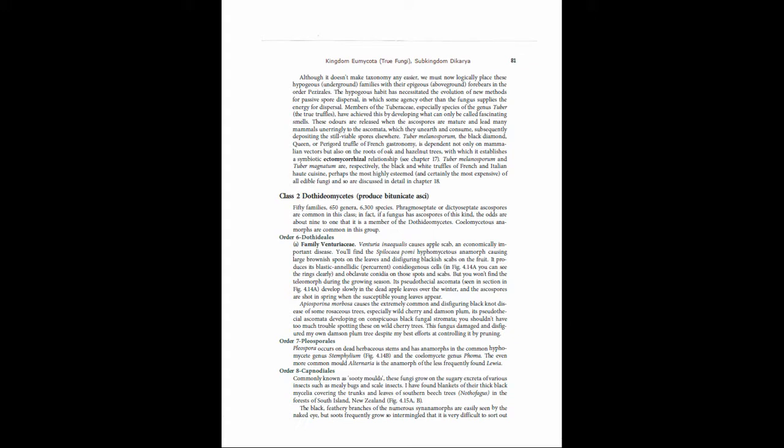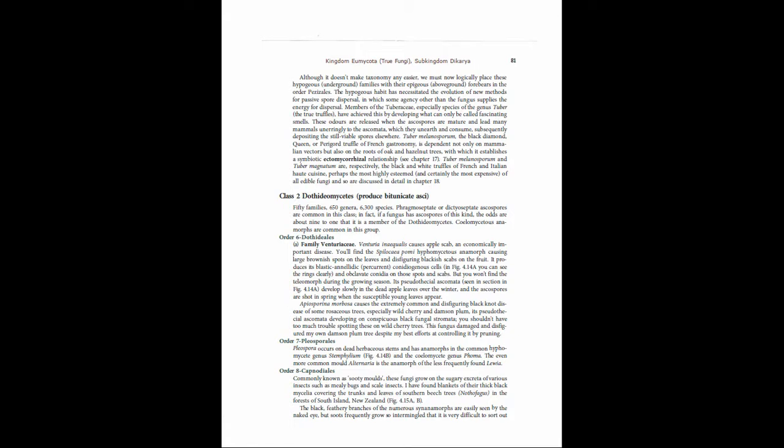Order 7 Pleosporales. Pleospora occurs on dead herbaceous stems and has anamorphs in the common hyphomycete genus Stemphylium, Fig 4.14b, and the coelomycete genus Phoma. The even more common mold Alternaria is the anamorph, or less frequently found, Lewia.